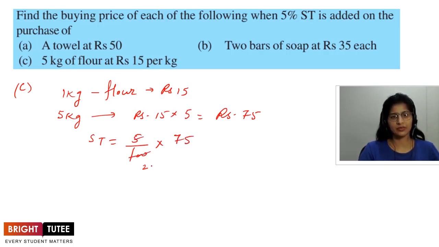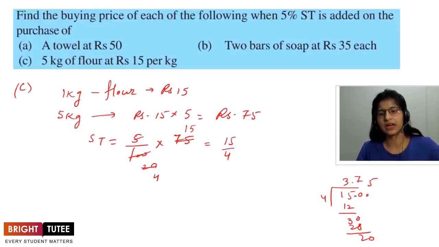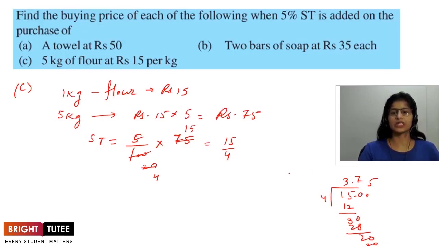So solving it, 5 1s are 5, 2s are 10, 0, and let us cancel it, 75 and 20 also. So 5 4s are 20 and 5 1s are 5. Then we are left with 2. 5 5s are 25. 15 upon 4, and if we divide 15 with 4, we get 4 3s are 12. So we are left with 3. We will take a decimal here and 0. 4 7s are 28. 2 left, then 20 it will become, and 4 5s are 20. Right? So we have 20 here. So just see, 3.75 we will get. 3.75. This is the sales tax that we have to pay.